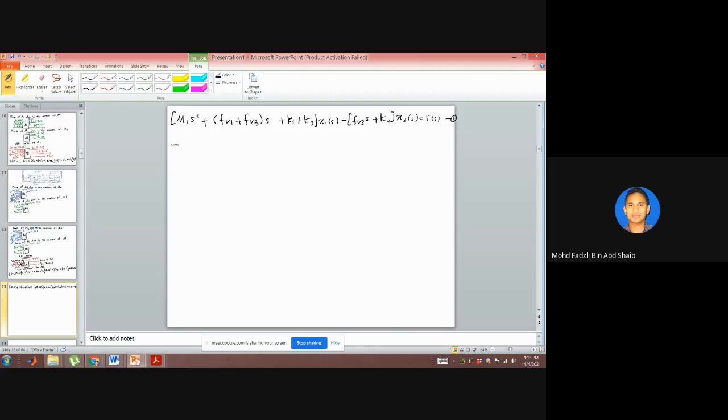Another one is minus K2 plus FV3 S, times S1S, plus M2 S squared plus FV2 plus FV3 S plus K2 plus K3, times S2S, equals 0. This is 2.